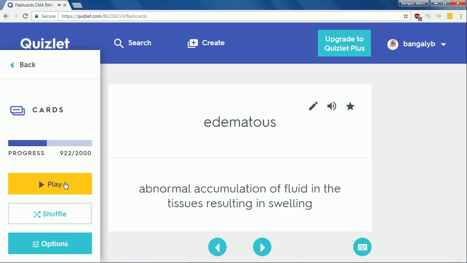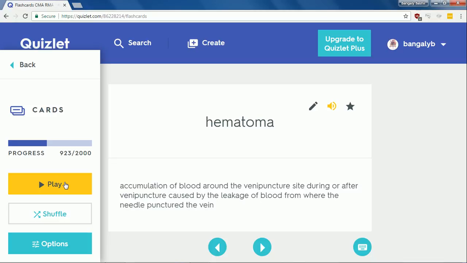Edematous. Abnormal accumulation of fluid in the tissues resulting in swelling. Hematoma. Accumulation of blood around the venipuncture site during or after venipuncture caused by the leakage of blood from where the needle punctured the vein.